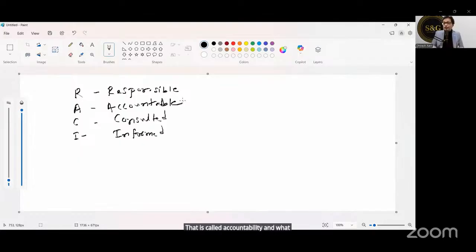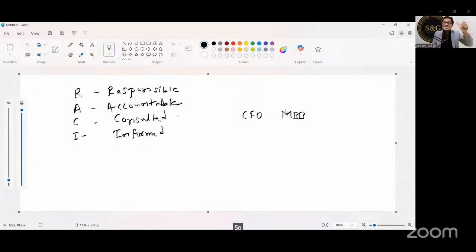And what is consulted and informed? Let me give you an example of this. Let's say there is one CFO. There is a CFO and there is a consultant master black belt like me. And there is a Lean Six Sigma project going on, and the team wants to invest on the automation of the process, which requires 1 crore investment, capital expenditure.